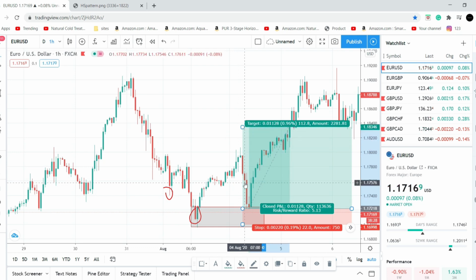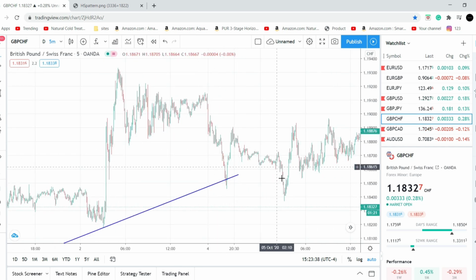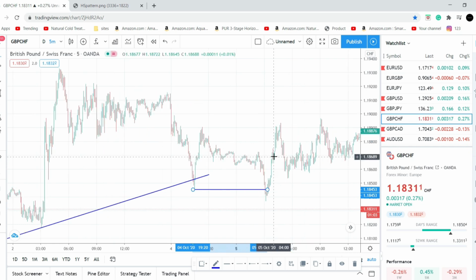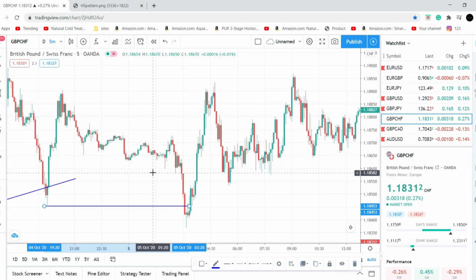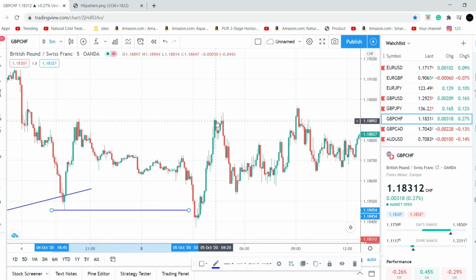So let me show you guys another example of this inverse head and shoulders. You have price bouncing off this trend line right here, and then price breaks this support area. But as soon as it went below the support area, guess what? It shot right back up. So let me zoom in and show you guys what I'm looking at. Now, we know we have support right here because as soon as it broke this, it shot up. If it was bearish, it should have just kept going.